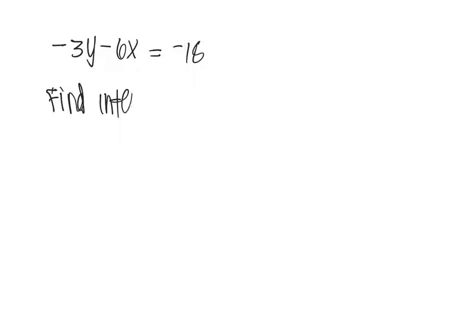So there's one on there, looks like negative 3x minus, oops, let me go back, I'm writing it down wrong. Negative 3y minus 6x equals negative 18. And the question says, find intercepts and graph.